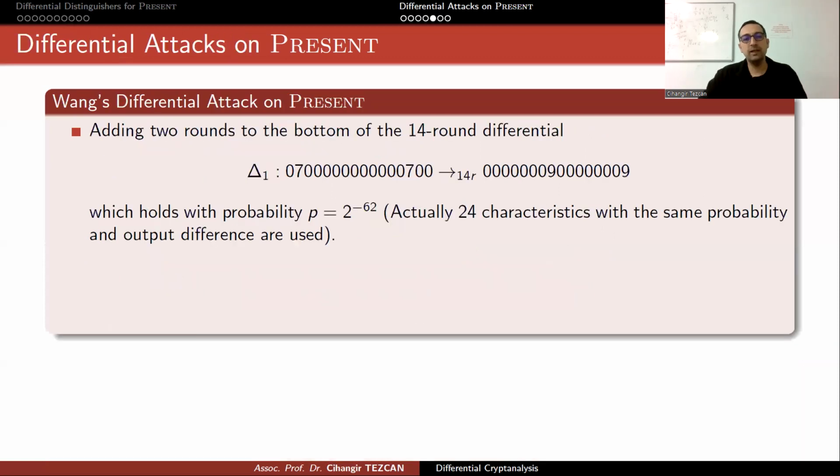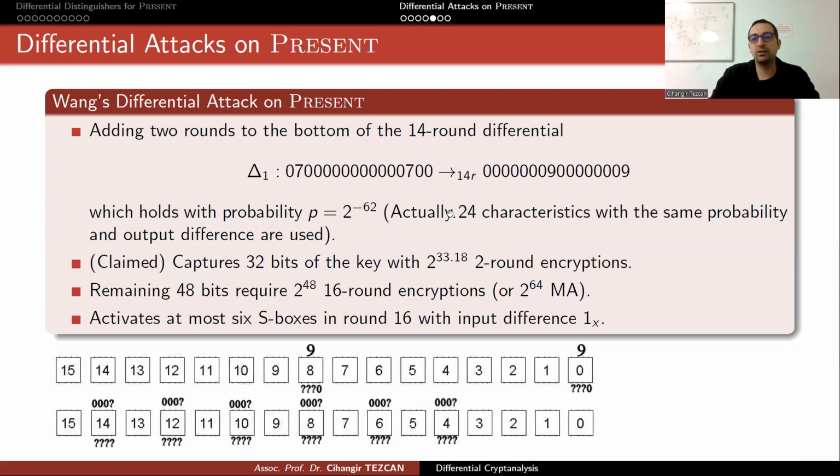Okay. So this actually comes from what I observed as differential factors. So let me explain it here. In Wang's attack, they had a 14-round characteristic and they added 2 rounds. Here, by the way, the probability is 2 to the minus 64 for the single distinguisher, but they observed 24 different characteristics starting with this input difference and having this output difference. So the real probability is actually larger than this.